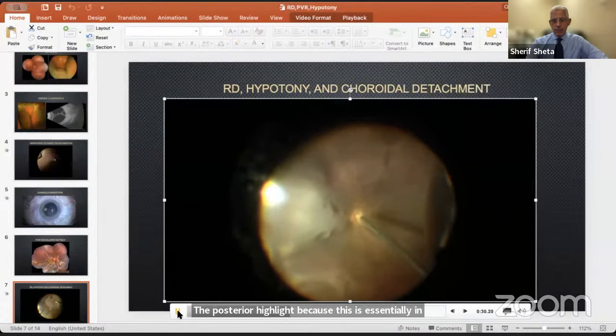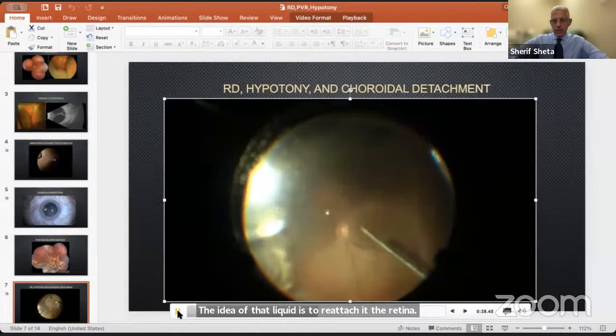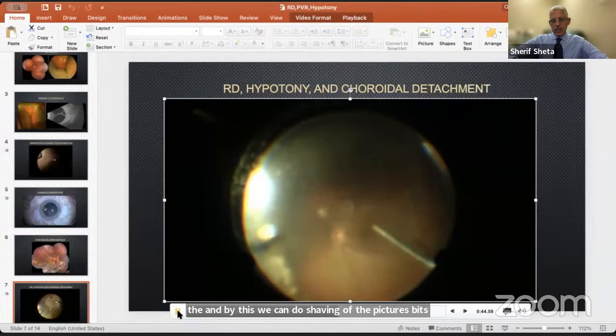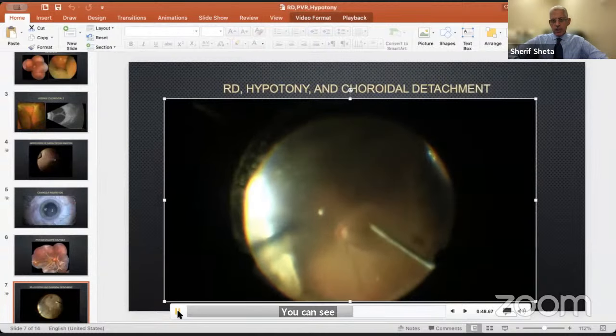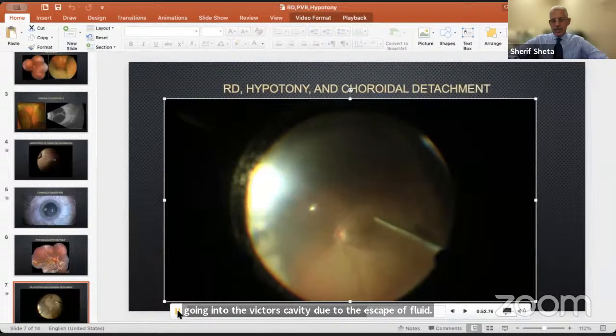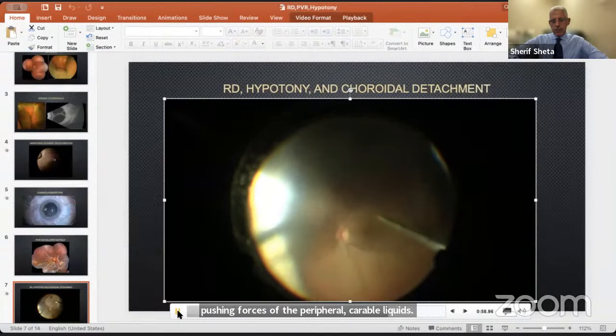And after that, we do intravitreal injection of perfluorocarbon liquid. The idea of that liquid is to reattach the retina and flatten the choroidals. And by this, we can do shaving of the vitreous base. You can see this flare and shine, the Schlieren sign, of murky fluid going into the vitreous cavity due to the escape of fluid from the retinal tear into the vitreous cavity by the pushing forces of the perfluorocarbon liquid. You keep injecting perfluorocarbon liquid.